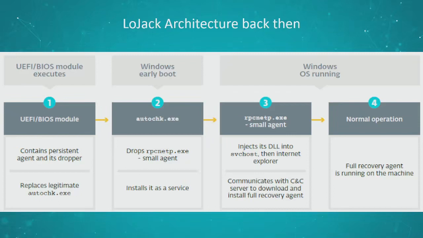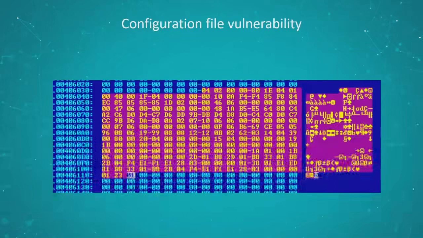And then the last step, which is the fourth one, is normal operation. The recovery agent is running on the system, and you have basically the means to locate and recover the laptop. So you might wonder how the small agent is actually trying to reach out to the server. How can it know the distant server domain name or IP address? Well, it has a configuration file embedded in its code.